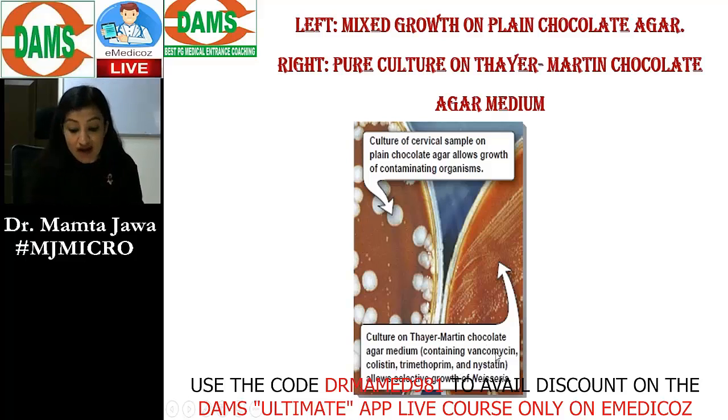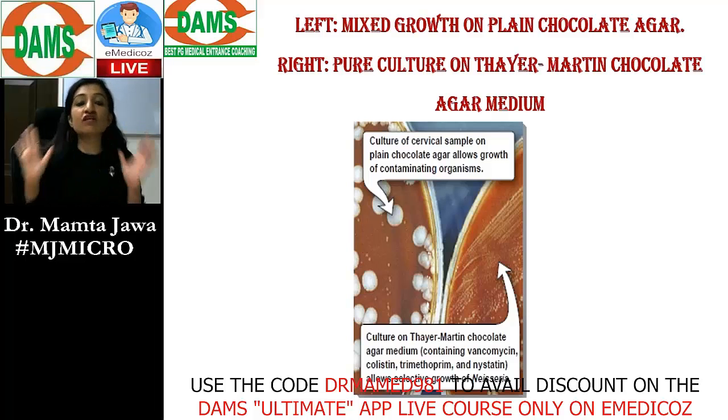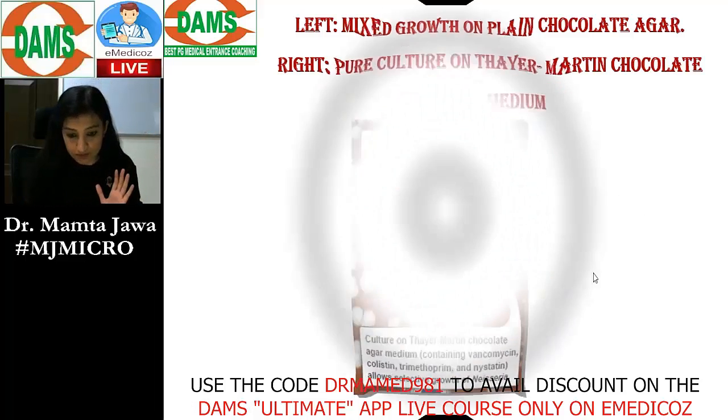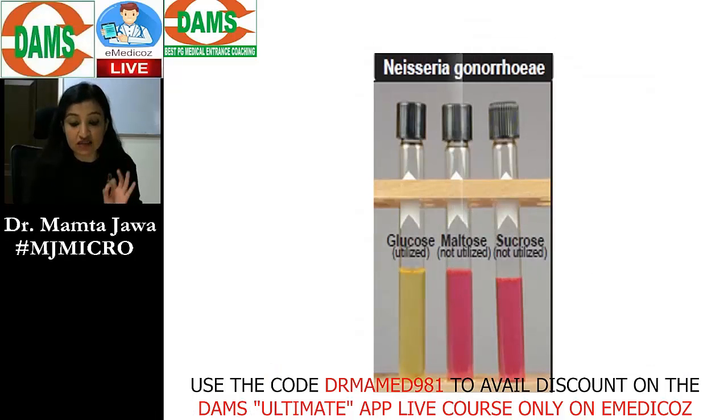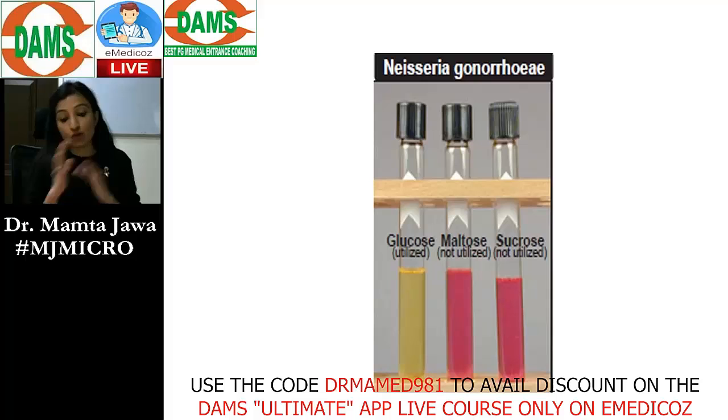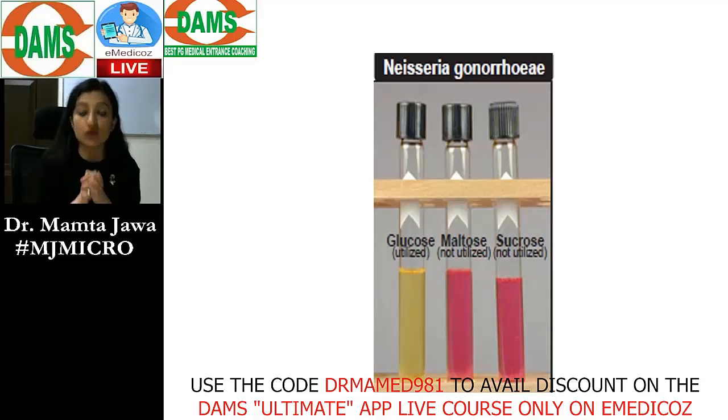How? Remember, vancomycin will inhibit the growth of gram-positive cocci, the gram-positive organisms, which are members of the commensal flora. Colistin will inhibit the gram-negative commensals, but it will spare Neisseria. Then trimethoprim will prevent swarming by Proteus, and nystatin is antifungal. So if you are inoculating the samples on modified Thayer-Martin medium, then exclusively you will get the growth of Neisseria which you want.